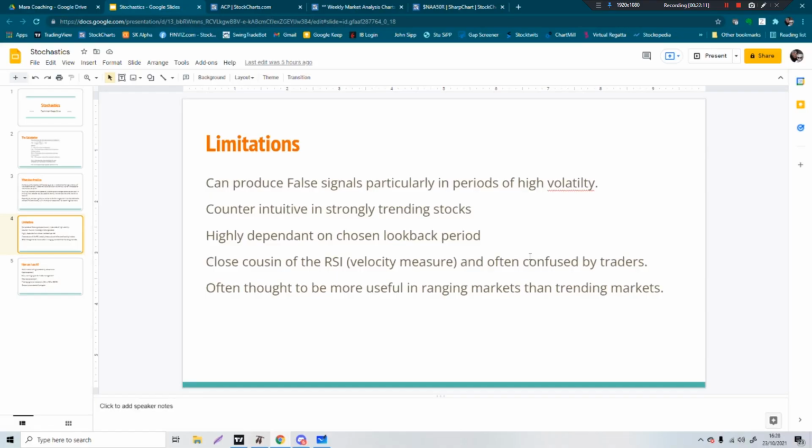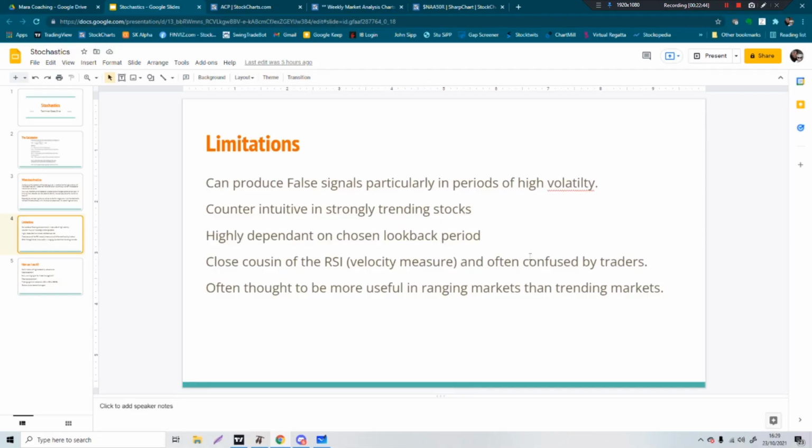As I say, it's a close cousin of the RSI, which is a velocity measure and is one we could cover in a future deep dive session. But they often get confused by traders because they are both oscillators. But you have to know how it's made. And it's often thought to be more useful in ranging markets. And in a ranging market, yes, it's one of those indicators that will tend to show you the top of a range with a crossover and the bottom of a range with another crossover.